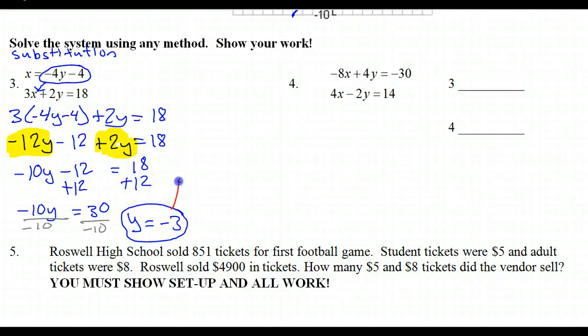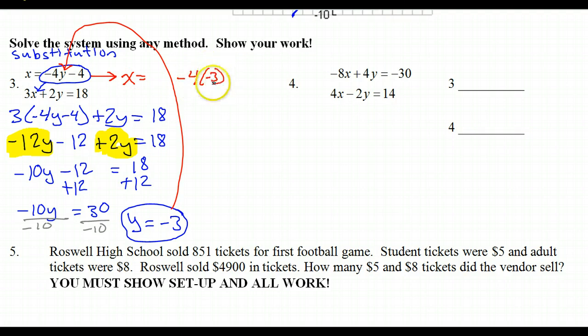Well, to find x, all I really need to do is take this y value and substitute it in right here. Okay, because that's going to give me that x equals -4 times y, which is -3, minus 4. But that is +12 minus 4, which is 8. Okay, so x equals 8. So as an ordered pair, I can write 8, -3.